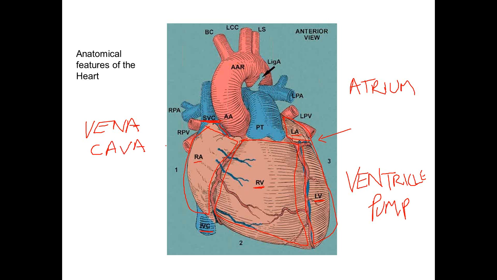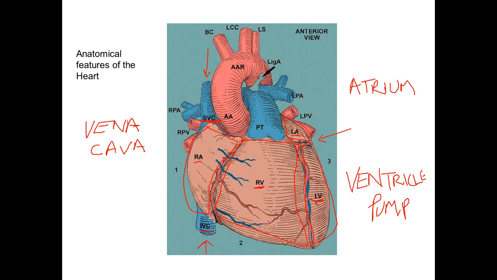I like to think of it as the venous caves, the cavernous veins. So effectively they're some of the biggest veins in the body, and blood is being collected from the body and going into the right atrium from here.